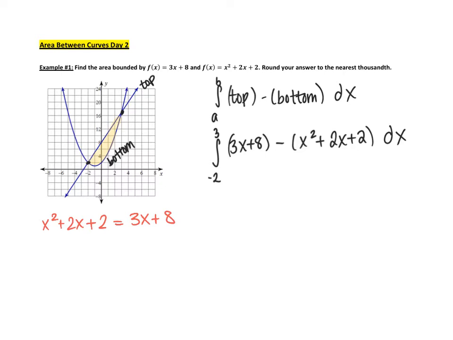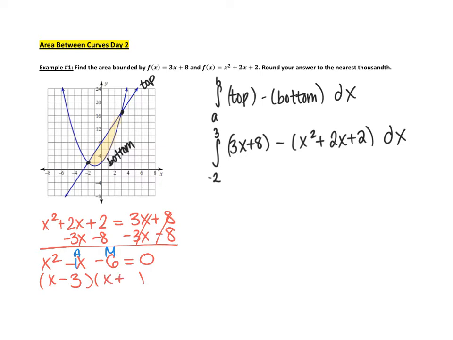This is going to require a little bit of algebra. We're going to set it equal to 0, so subtract 3x and subtract 8. We get x squared minus x minus 6 equals 0. And we're going to factor like usual. We need numbers that add to -1 and multiply to -6. That should give us, if we do it quickly, x minus 3 and x plus 2. This gives a root of 3 and a root of -2. So these values right here give us our A and our B.